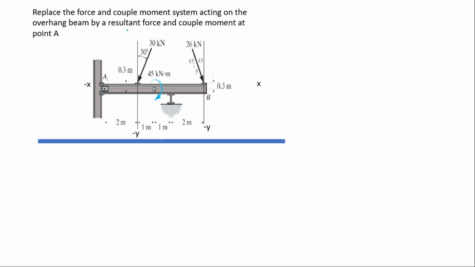Now, with this question, we are asked to find the resultant force and also the couple moment at point A. This is point A. So what you need to do is resolve this force into x and y components, and resolve this other force also into x and y components. After that, we add the x components and the y components, and we find the magnitude and also the direction or the sense.